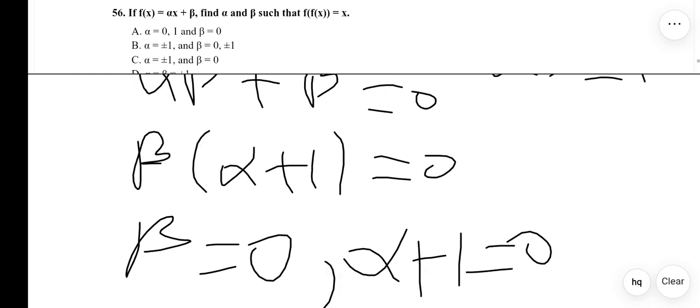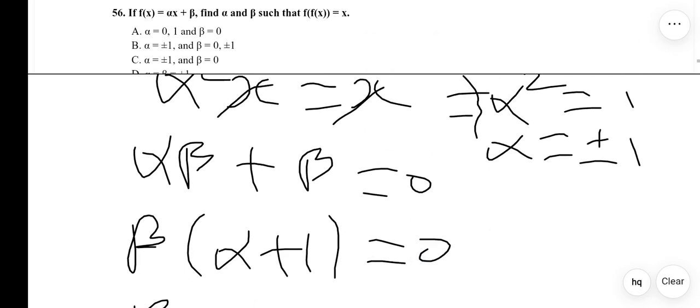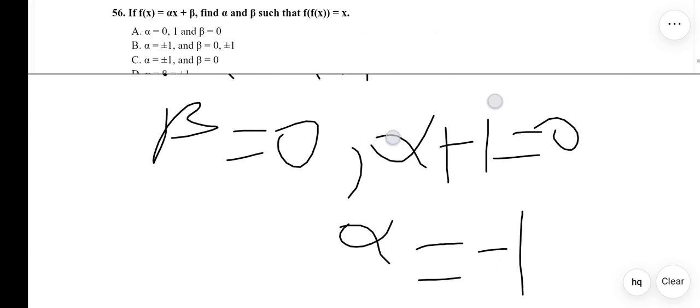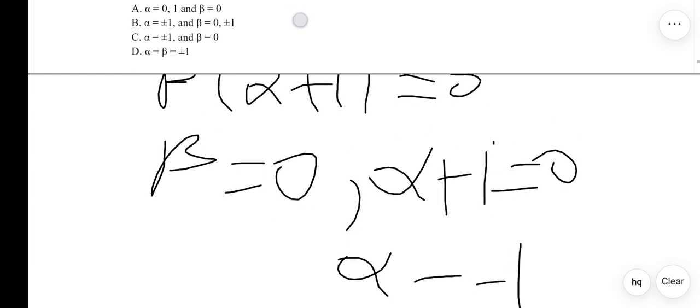So remember, my alpha is plus or minus 1. So it is either plus or minus 1 in this place. This place is telling me it is minus 1, so it's still fine. So my beta can only be 0. My alpha can be plus or minus 1. So C is the answer.